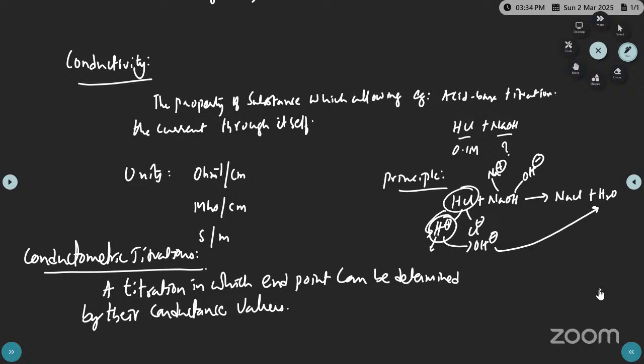అంటే H plus ions ఎందుకు తగ్గుతున్నాయి? By adding NaOH, what happened? OH minus ions react with the H plus ions. By that, H plus ions gradually decrease, so the conductance values decrease. The conductance values decrease until all the H plus ions are consumed.